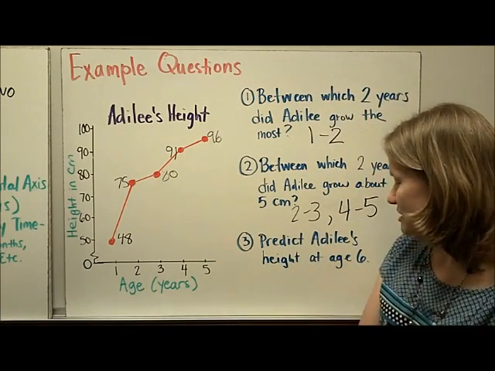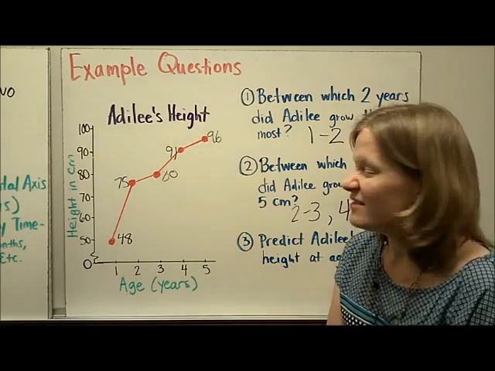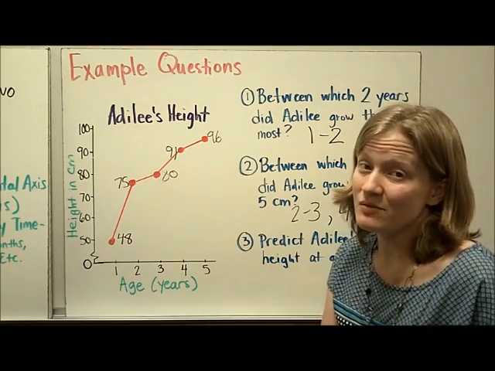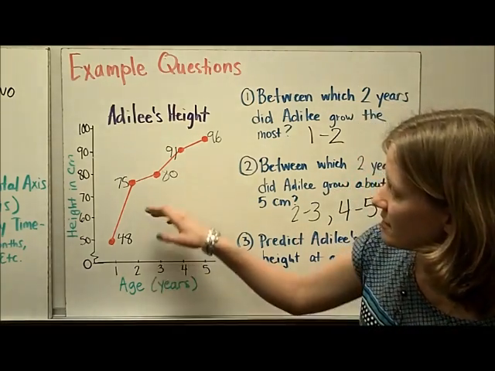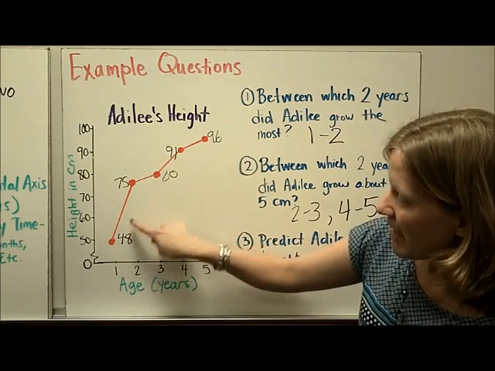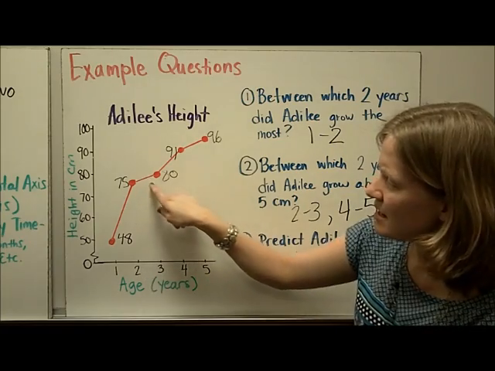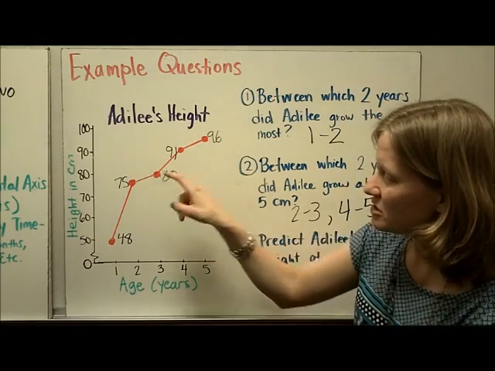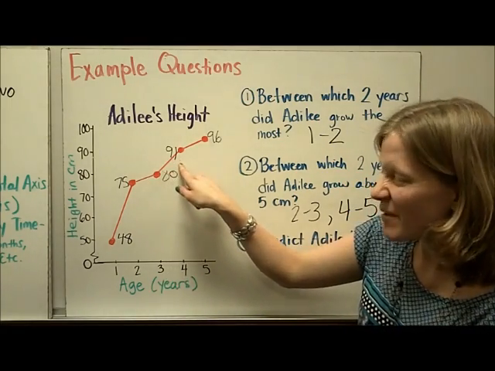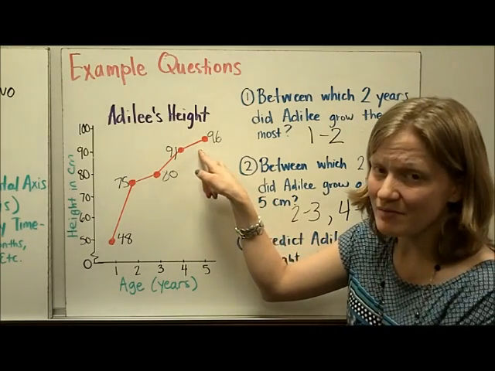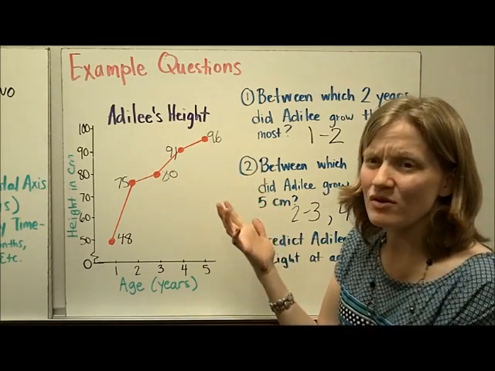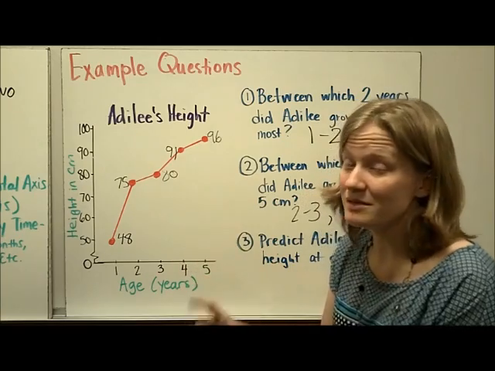And finally, I need to predict Adley's height at age 6. This is a common kind of question that you'll see when reading a line graph. So notice that I had a big jump here, which hasn't happened again since then. So in the last 3 years, she's grown 5 centimeters, about 10 centimeters, and about 5 centimeters. So I want to think of an increase that's somewhere between 5 and 10 centimeters.